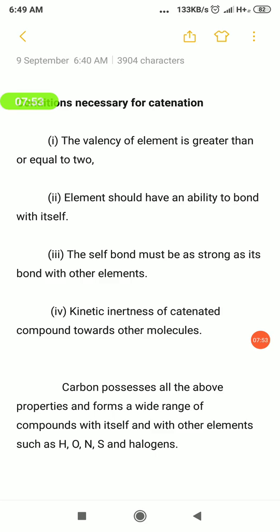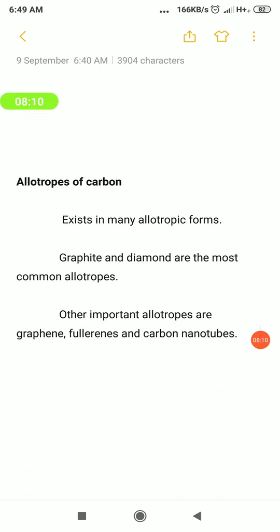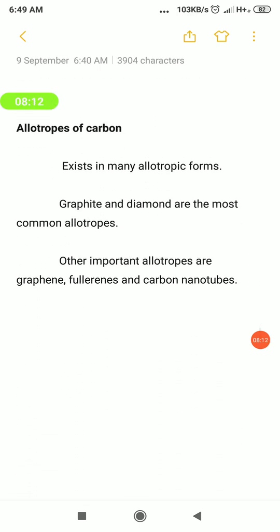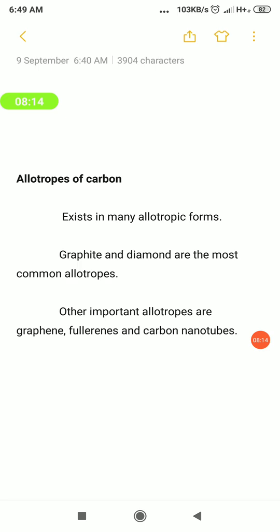So these are the 4 conditions for catenation. And out of the carbon family elements, carbon possesses all these 4 properties and it forms a wide range of catenated compounds with other elements such as hydrogen, oxygen, nitrogen, sulfur and halogens. Okay va? Okay. With this catenation over, the next concept we are going to see is allotropes of carbon.